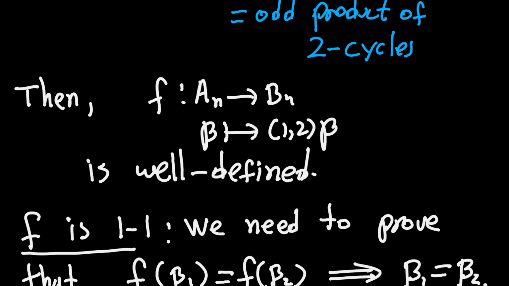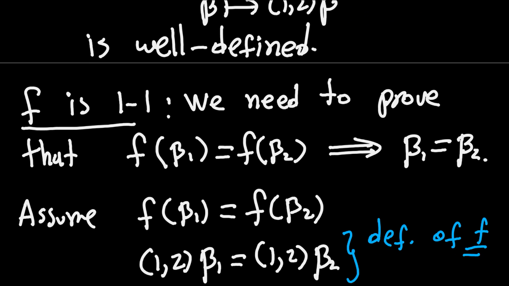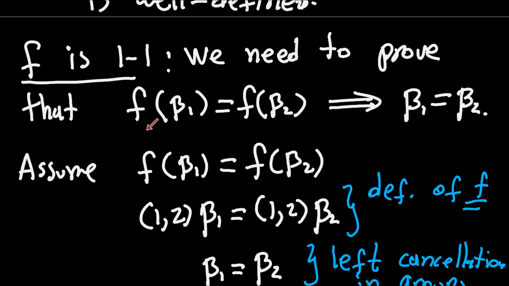Now we need to check that this is a bijection. Bijection means it's 1 to 1 and onto. So let's check 1 to 1 first. Let's recall the definition of what 1 to 1 is. We need to prove that whenever f of beta 1 equals f of beta 2, then beta 1 is equal to beta 2. This is the formal definition of 1 to 1. So assuming that these f's are the same, we have to show that the betas are the same. So let's assume that these two are the same.